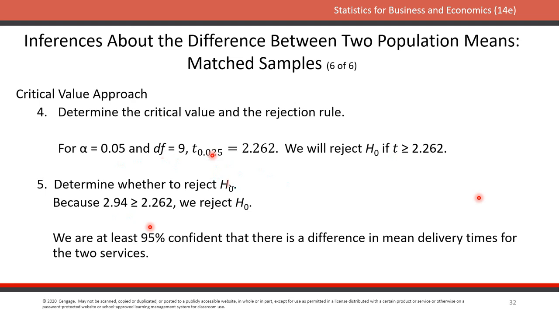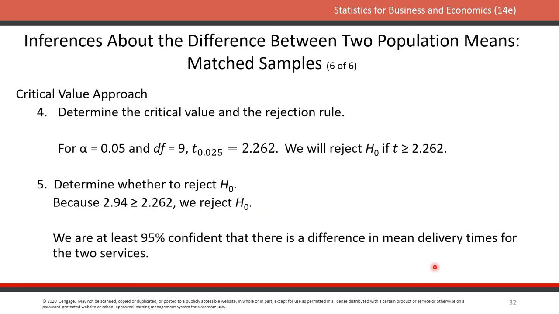So we cut alpha in half. Alpha over 2 is the value we're comparing to. It's a two-tailed test, so I cut alpha in half. I'd be looking at being bigger than the positive value or being smaller than the negative value. Because this is positive, I'll just go on and look at the positive. It is bigger than the positive value, so I reject the null hypothesis. And I'm 95% confident that there's a difference in the mean delivery times of the two services. Again, this is at the population level.